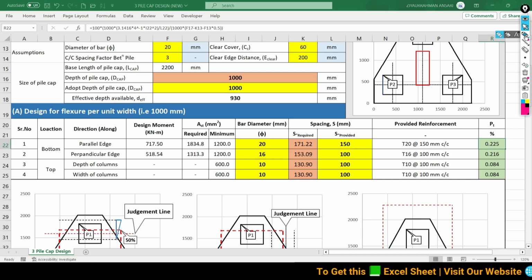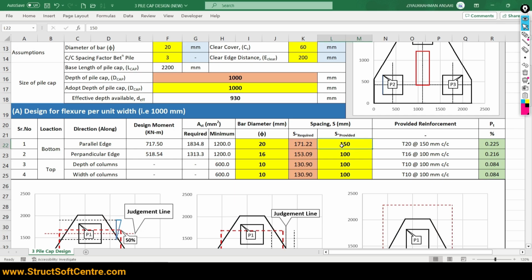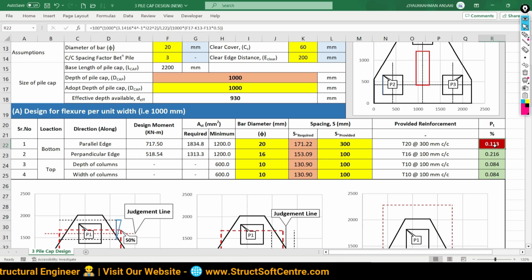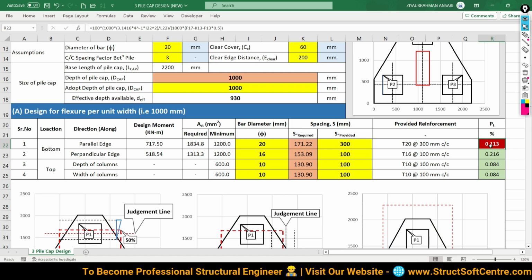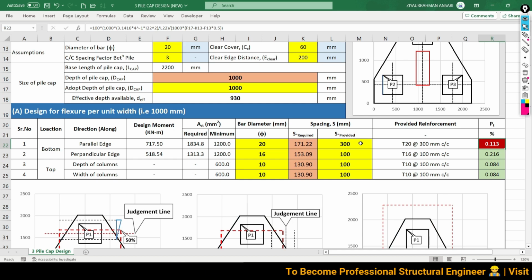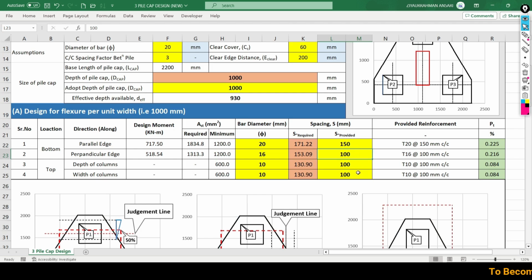But you know very well, IS code has limited the minimum percentage of reinforcement to 0.12%. So if you make a mistake and take the spacing as 300, suddenly your percentage of reinforcement comes out to be less than 0.12%. So the sheet will give you intimation that you are doing it wrong by the red color and red cell. Are you getting my point? So you don't need to worry, the sheet will give the intimation if you are doing anything wrong.